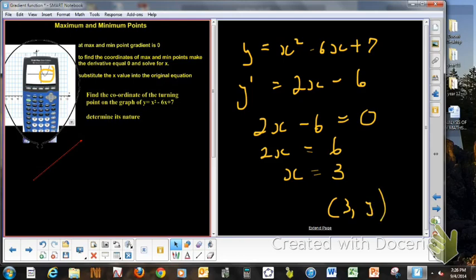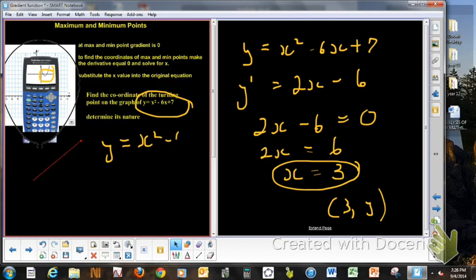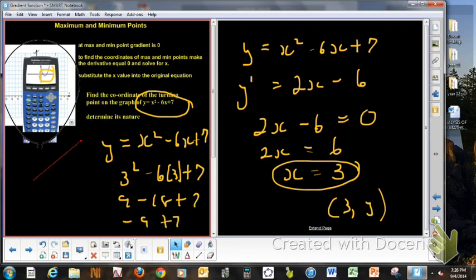And so we simply take this, and since it's a point on the curve, we're going to stick it back into the original equation. And so we get 3 squared minus 6 times 3 plus 7, which is 9 minus 18 plus 7, which is negative 9 plus 7, which is negative 2. So we get a point that is (3, -2). And that's a turning point. We know that to be a turning point.